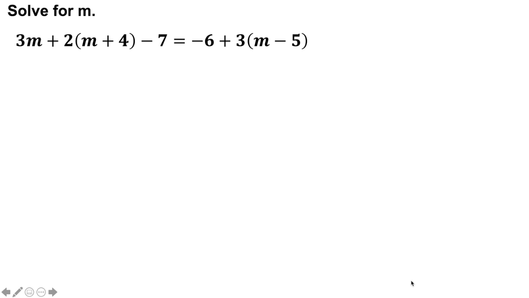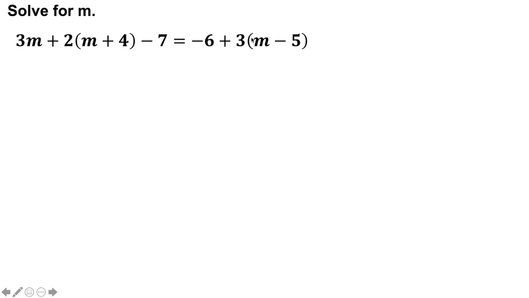Okay, on this one, we're going to solve this equation for m. And this is a really difficult equation because we have m's on both sides of the equation. In fact, not only do we have m's on both sides of the equation, we have more than one m over here, and this 2 is here. There are lots of different ways you can go about this one. Let's keep it as simple as we can.